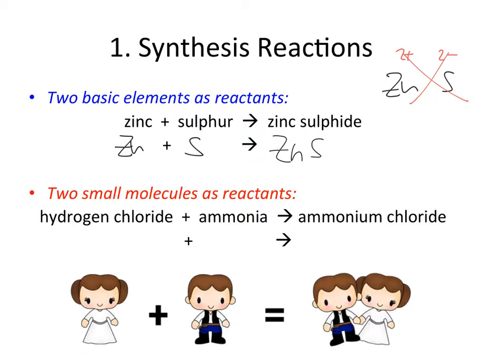We can also have small molecules, where in this case we have hydrogen chloride, HCl, and we have ammonia, which is NH3. And when we add these together, we actually get ammonium chloride, which is NH4Cl. And again, we can figure that out. This is 1 plus, this is 1 minus, cross, we get NH4Cl.